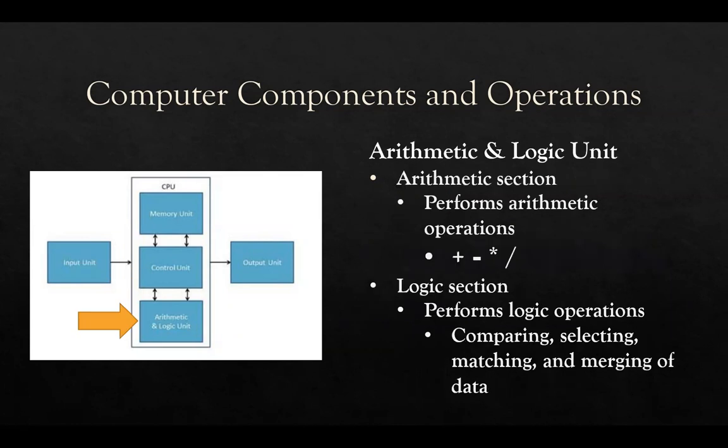The final subcomponent of the CPU is the arithmetic and logic unit. It accomplishes two very distinct operations. The arithmetic operations, these are the ones we learned in elementary school: addition, subtraction, multiplication, division. The second operations are logical. Now, logical operations include comparing, selecting, matching, and merging of data. We're going to go a little bit further in a discussion about logical operations very soon in the course.